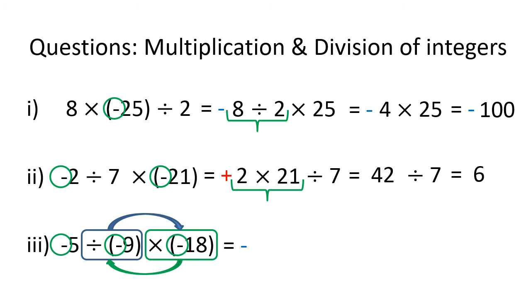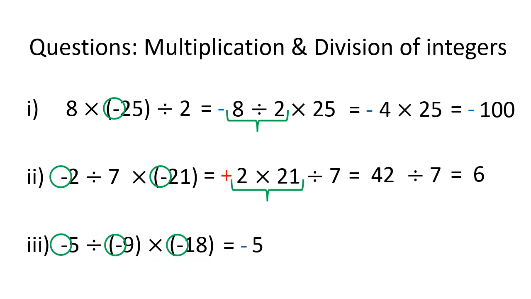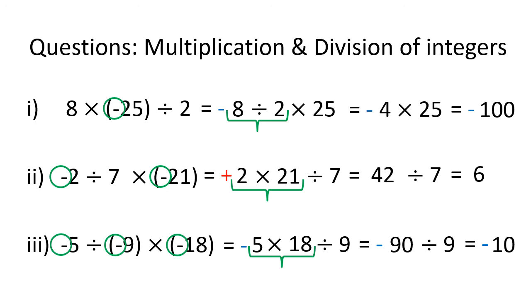So let's switch divided by 9 and times 18 because they are in the same order of operations. 5 stays the same, and we have times 18 and then divided by 9. We still have the negative sign, and 5 times 18 is 90, and then divided by 9. The negative sign is still there, and 90 divided by 9 is 10, so the answer is -10.